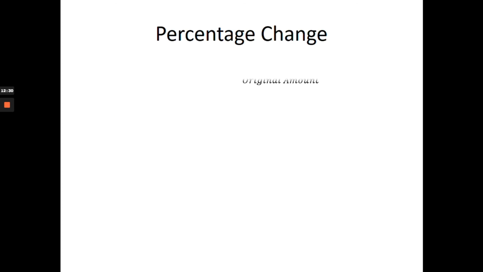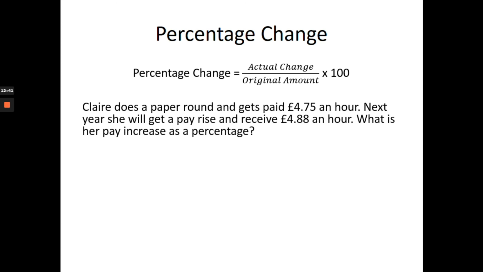Last thing we're going to do is percentage change, and that is the equation that you need to work it out. So percentage change equals actual change divided by the original amount times by 100. So Claire does a paper round and gets paid £4.75 an hour. Next year she'll get a pay rise and receive £4.88 an hour. What is her pay increase as a percentage? So this is the example for you.